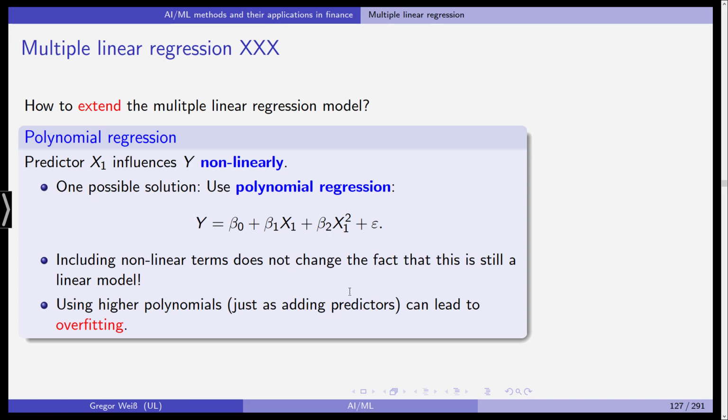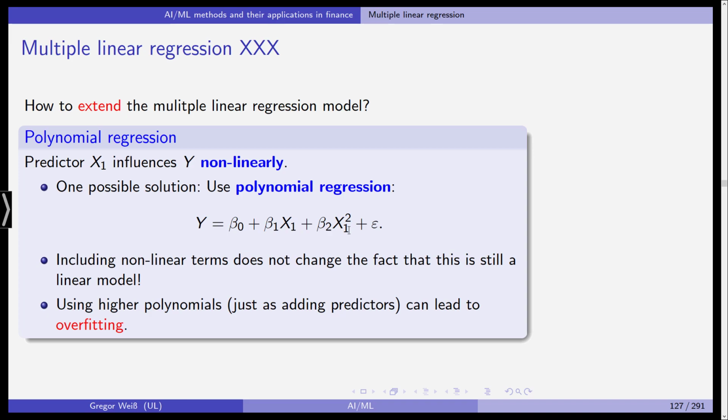Now, see that including nonlinear terms, such as x1 squared, does not change the fact that this is still a linear model. It's still linear in the sense that we have the intercept plus x1 plus x2. We could have also written x1 squared as, let's say, x2 or x3. We could have redefined our variable. We don't need to know that this is actually a nonlinear term of x1. So it's still a linear model. We can use OLS. It doesn't change anything, but it can lead to a better fit.